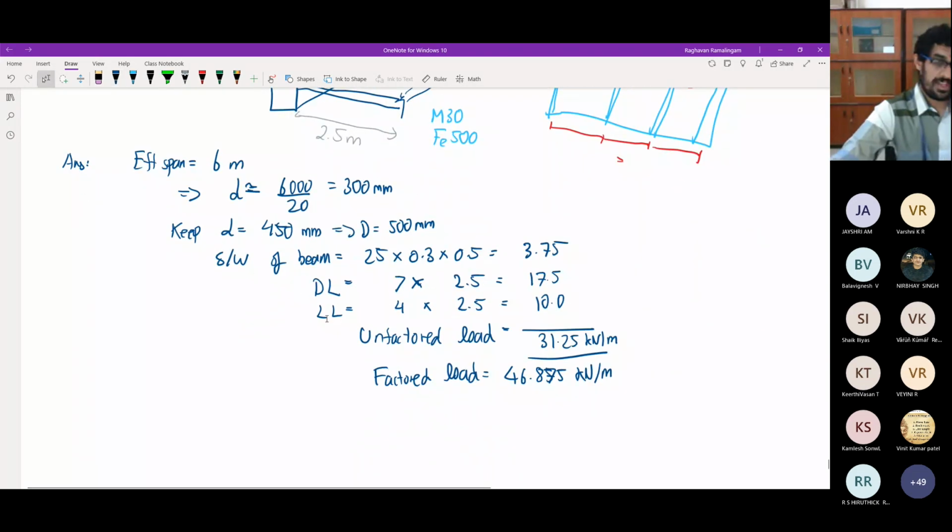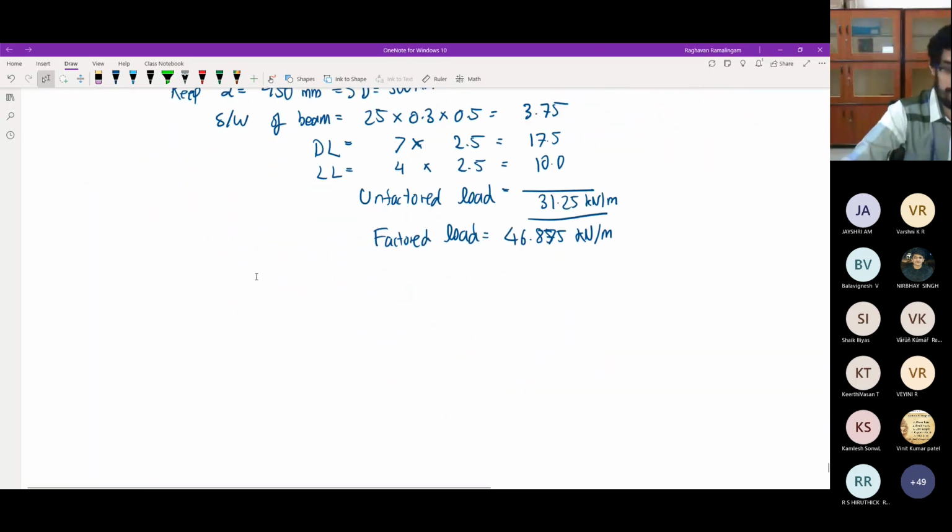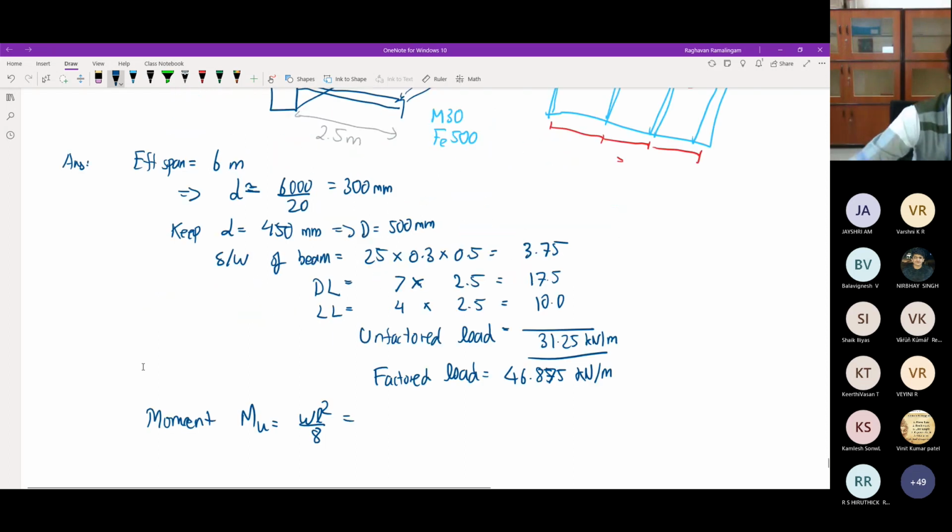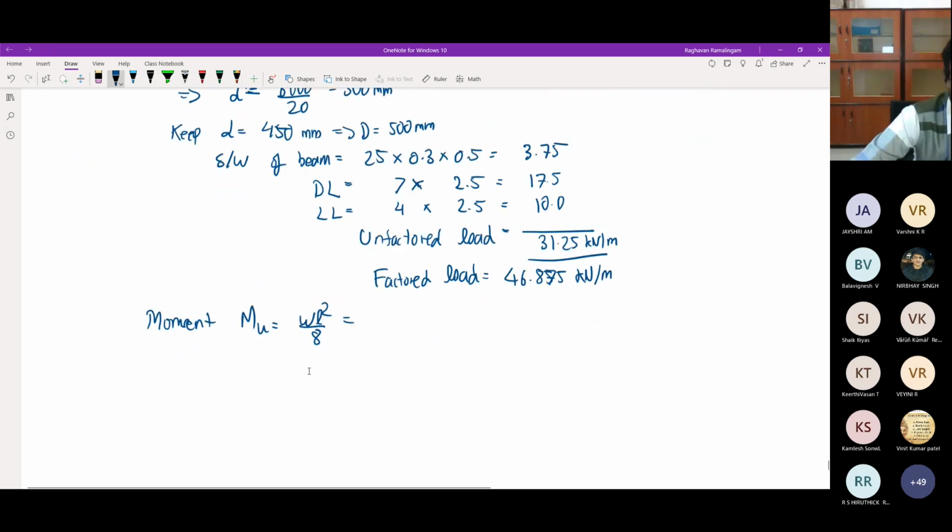Anyway, so this is the factored load. From this, I can proceed and find what the moment and shear forces are. Okay, moment is simple. The moment, we call it Mu, is WL square by 8. W is this. L, I've given the effective span is 6 meters.